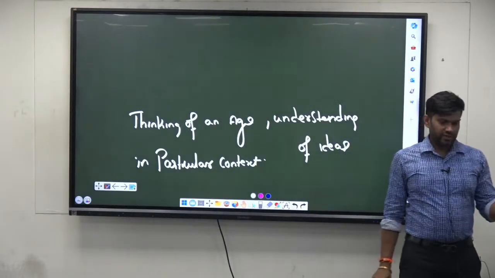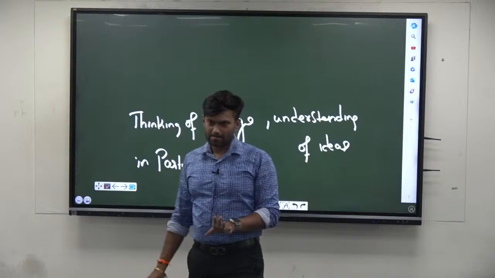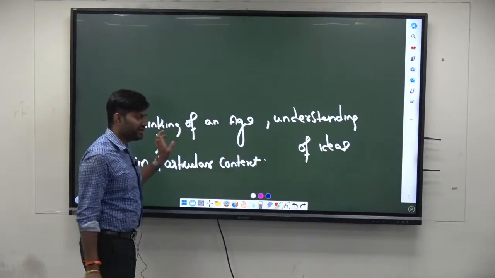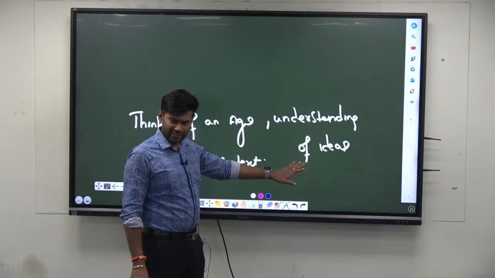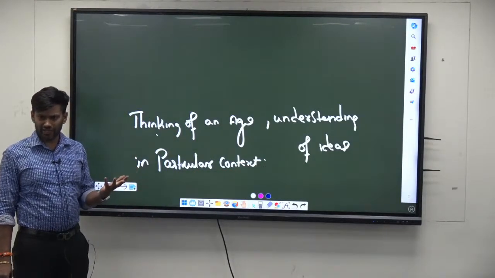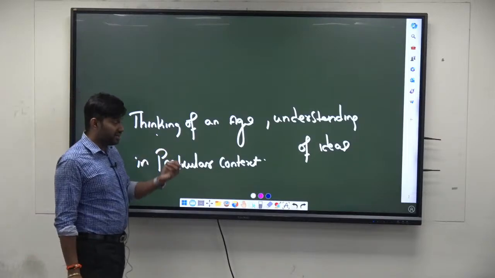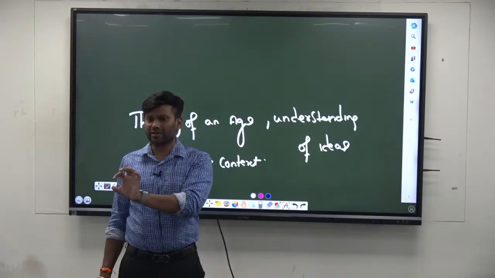So now, if this is political thought, what do you mean by Western political thought? Connect. Thinking of the age and certain ideas, understanding of certain ideas that emerged in the West. That is called Western political thought. Now, thinking of an age means what? In a certain time period, there were scholars.